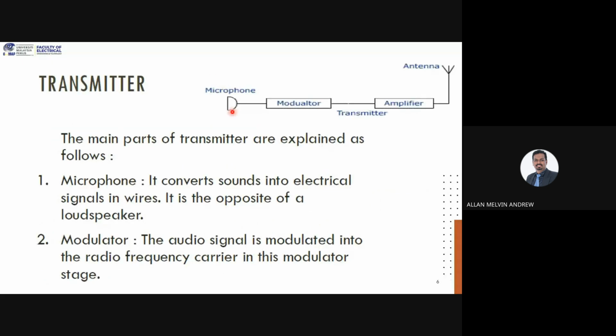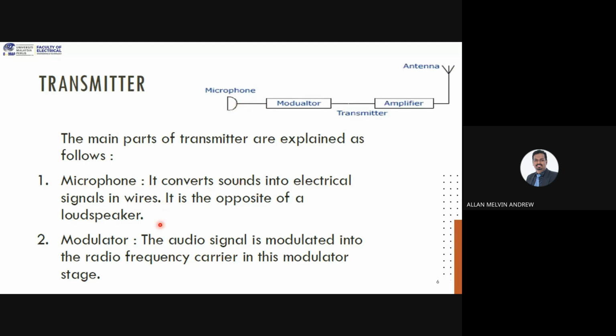When you are using the microphone, you are giving your speech. You are talking to the microphone. When you are talking, it's an analog signal. It's an acoustic signal. Acoustic means it's your voice. Voice is your signal. It's entering the microphone. So what the microphone does is convert the sound into an electrical signal in the wire, because the microphone is connected to the wire.